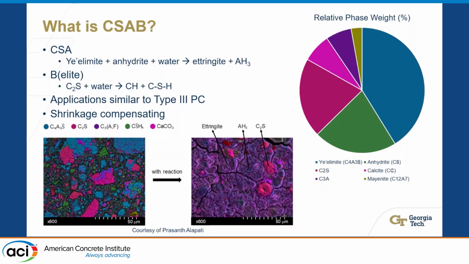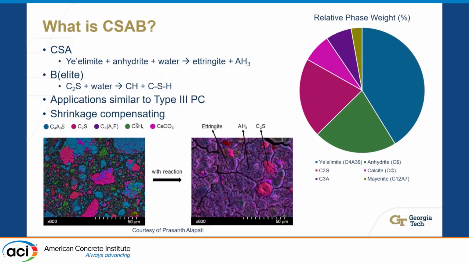Applications of calcium sulfoaluminate belite cements are similar to type 3 Portland cements, so you can find them in cold temperature construction or pre-stressed plants. It's also shrinkage compensating, so it's good in flat work where you want no joints and large floors, such as in warehouses or data centers.